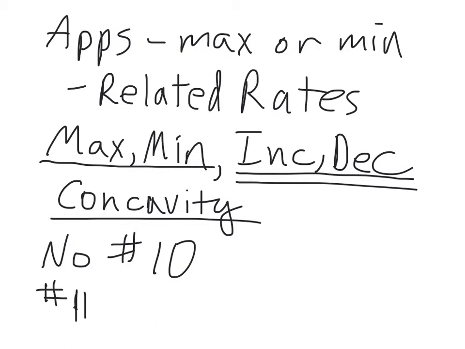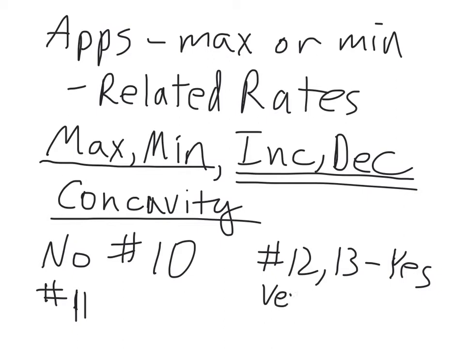And then 12 and 13 will be a yes on that. And these were finding vertical and horizontal asymptotes. You said yes, like it's on there? Yes, it is a possibility for these to be on there. Oh, possibility. So.